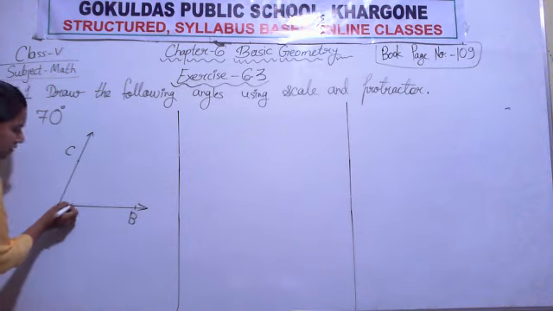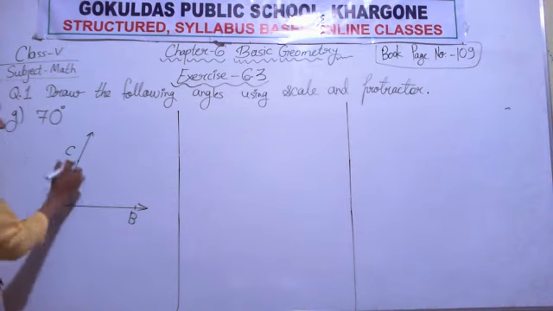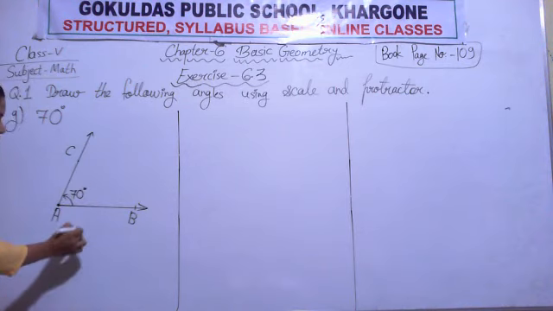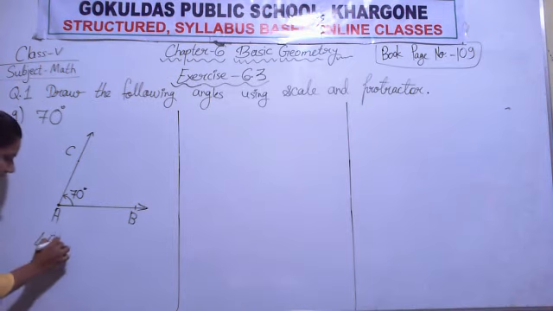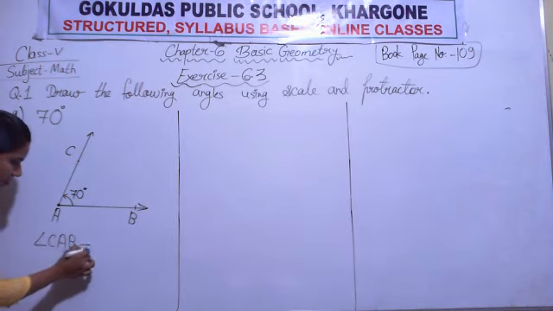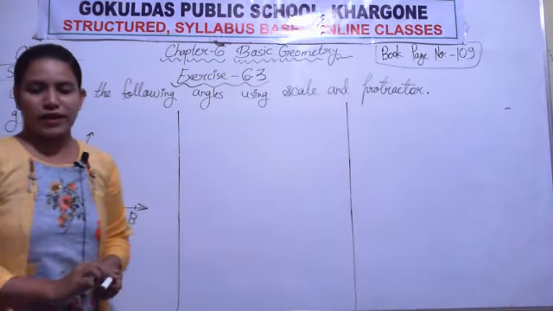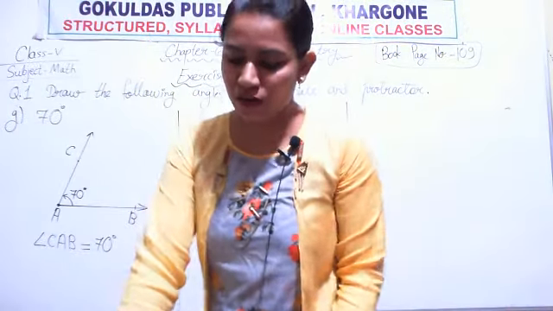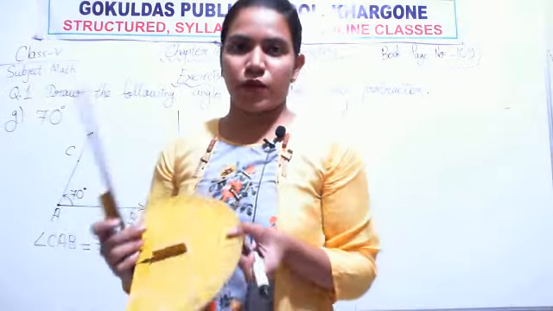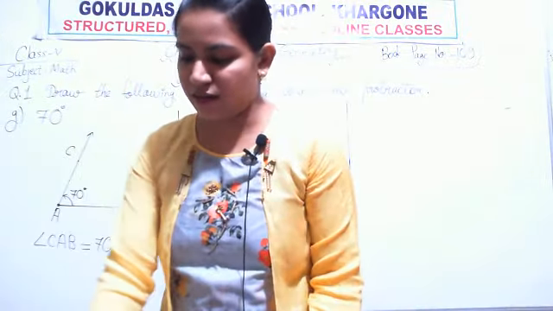So this space is our required angle 70 degree. So angle CAB is of 70 degree measure. Okay. So this is how, by using two steps, we can draw angles by using protector and scale.